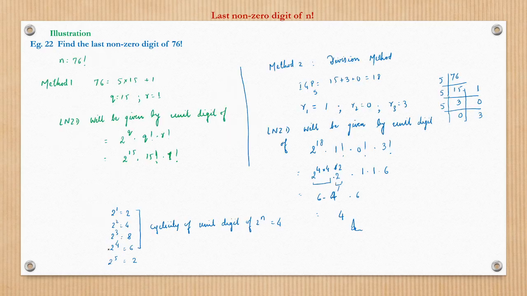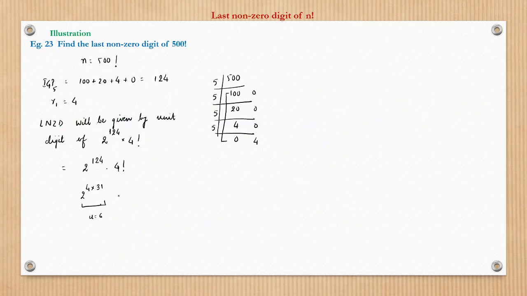We have seen this, no? Unit digit of 2 raised to power 4 is 6, into 4 factorial, which is nothing but 24. 24 ends with 4. So this becomes again 6 into 4, 24. So 24 unit digit is 4. So therefore last non-zero digit of 500 factorial is again 4. This is the answer, right?